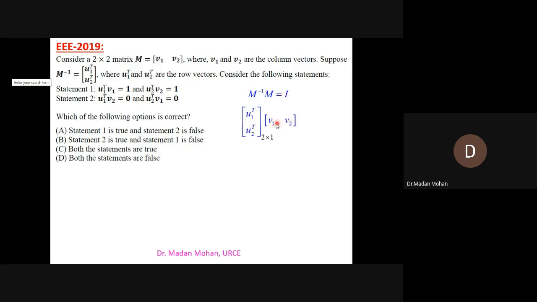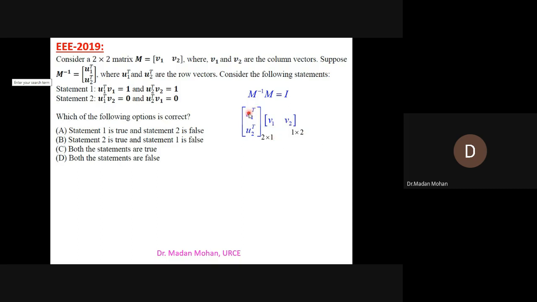Both are column vectors, of course. V1, V2 column vectors. What is the order of this one? Your entry is a column. The entry is a column. It is 1 cross 2.